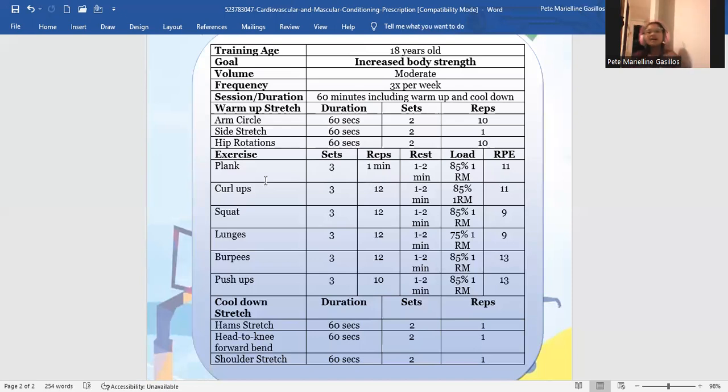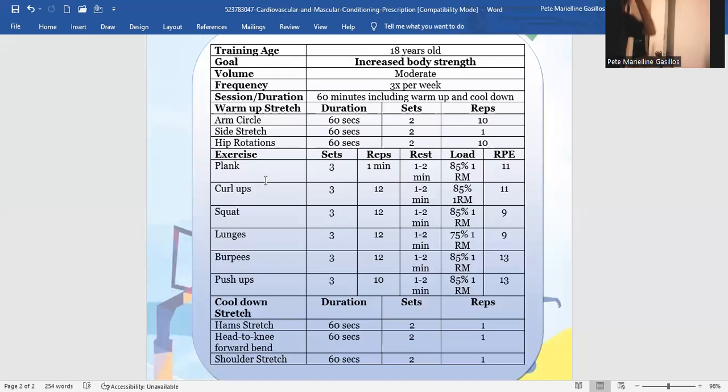Next is the hip rotations. I'm going to show you the hip rotations. This is the hip rotations, just like that. I'm going to do it with 10 reps: 1, 2, 3, 4, like that. Okay, I'm sorry about that.